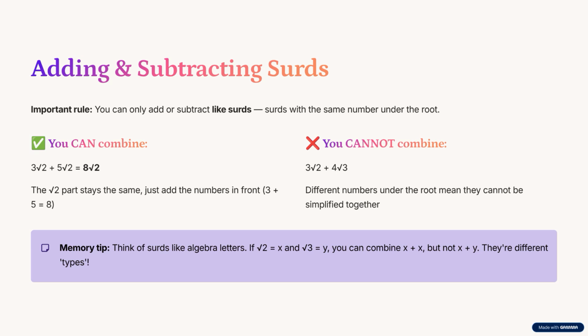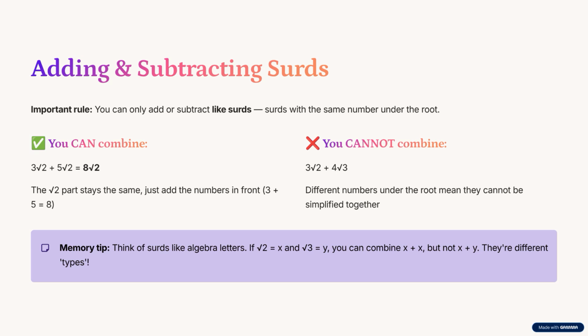But 3 square root of 2 plus 4 square root of 3 cannot be simplified. Why? Because the numbers under the roots are different. Square root of 2 is not the same as square root of 3, so you just leave them as they are. Here's a memory trick.